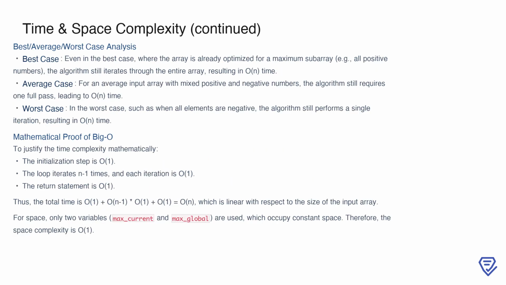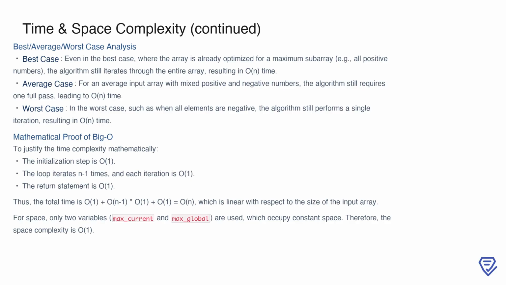Now we'll look at the best, average, and worst-case scenarios for this algorithm. In the best case, where the array consists entirely of positive numbers, the algorithm still needs to iterate through the entire array to compute the result, so the time complexity is O(n).